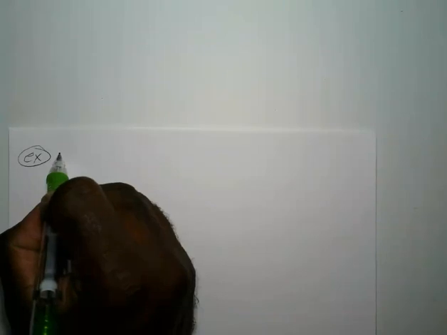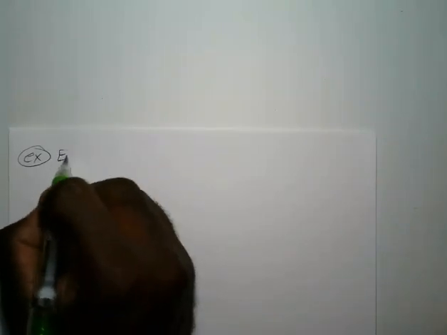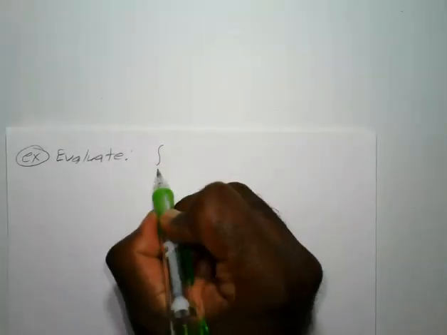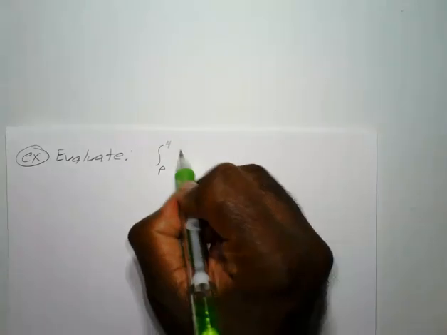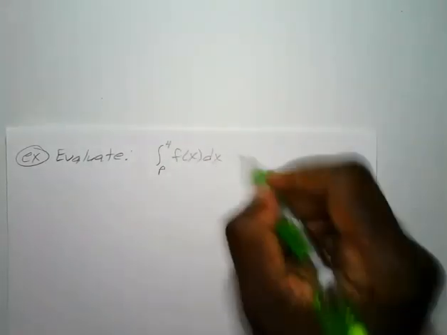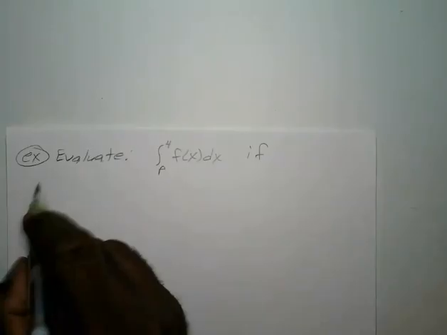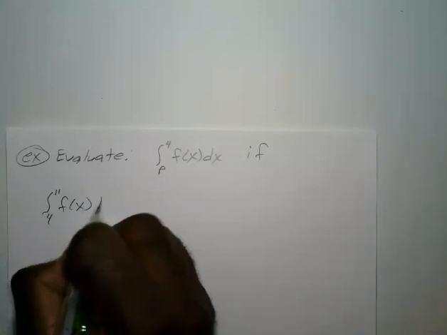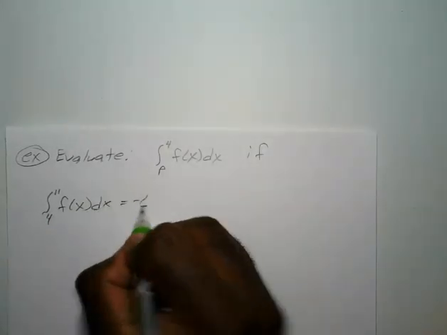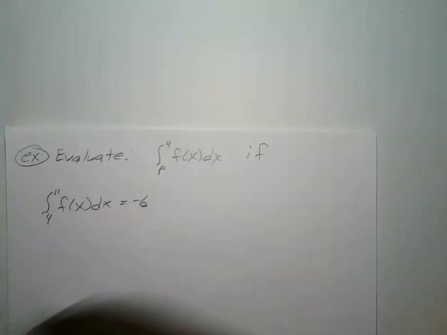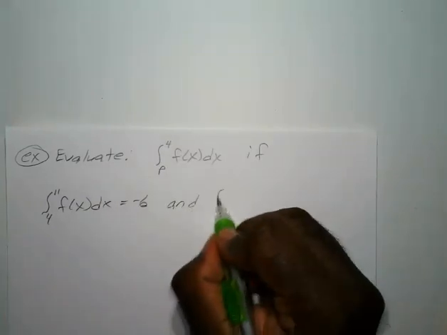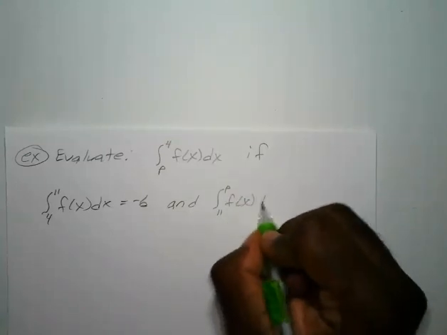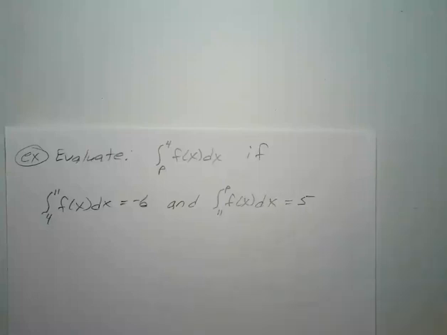Okay, so what if we wanted to evaluate the integral from p to 4 of f of x with respect to x if we are given the integral from 4 to 11 of f of x with respect to x equals negative 6, and the integral from 11 to p of f of x with respect to x is equal to 5.